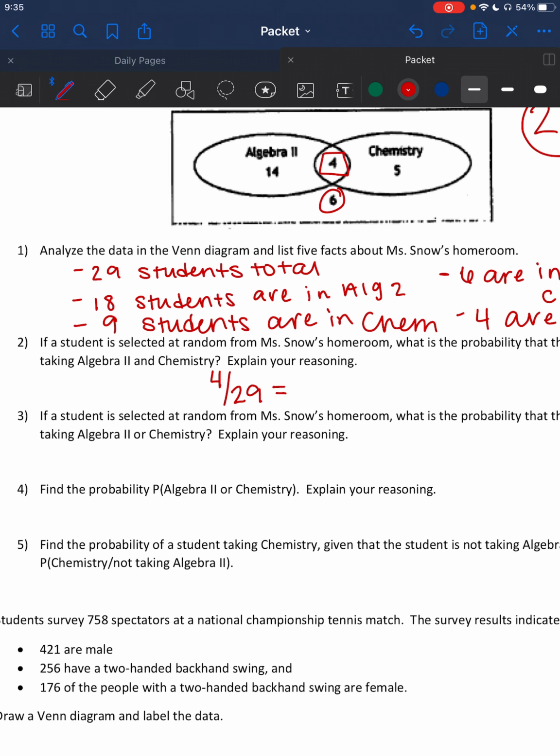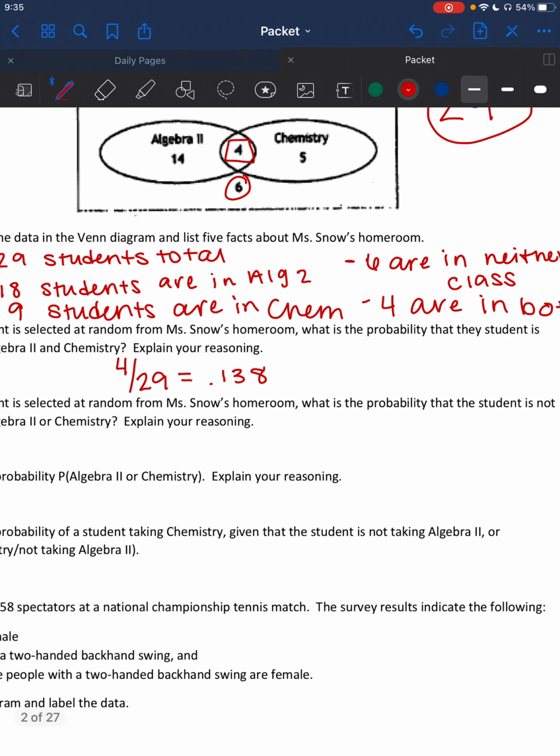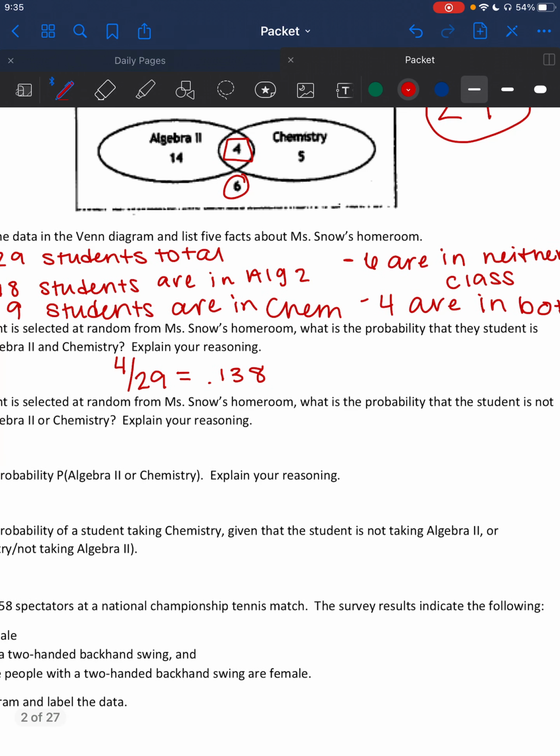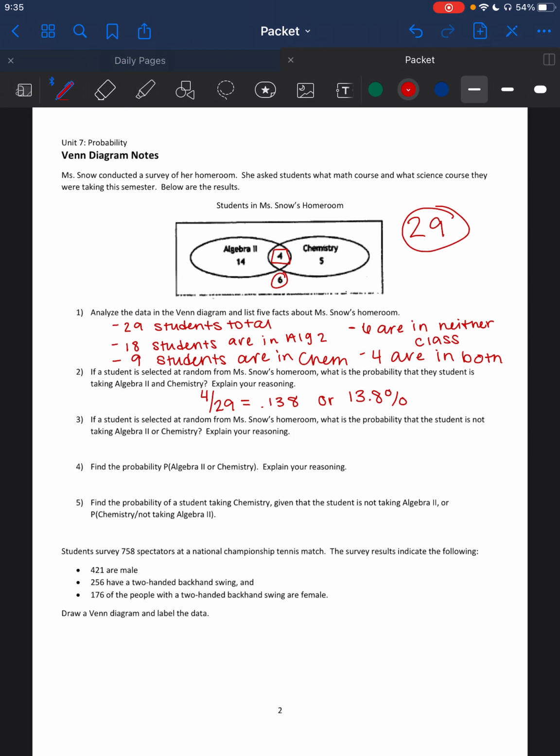So if we type that in the calculator, we get 0.138. If I told you my probability of picking a kid who has chemistry and Algebra 2 is 0.138, that doesn't really make sense, right? So we're going to multiply that by 100 and say we have a 13.8% chance of picking a kid who is in both classes. Okay, so it makes more sense if you turn your probabilities into percentages.